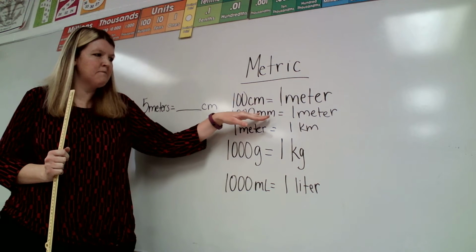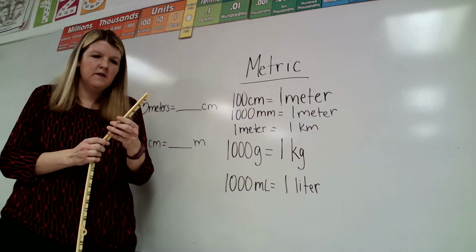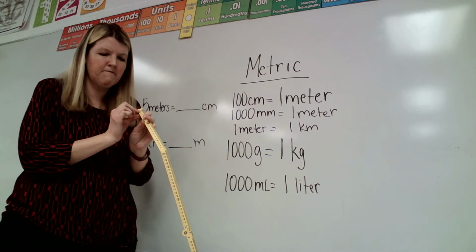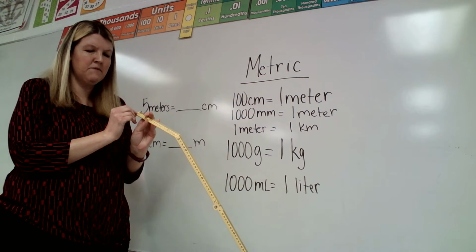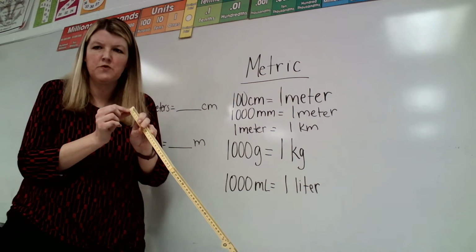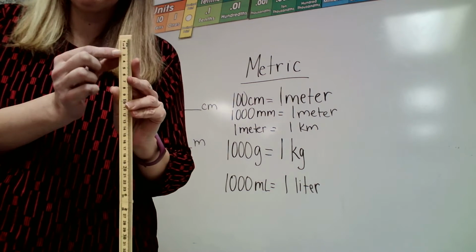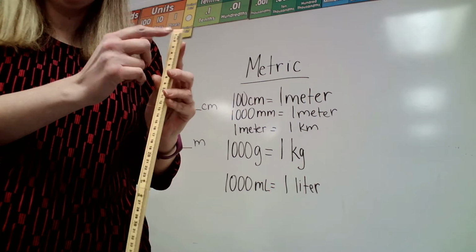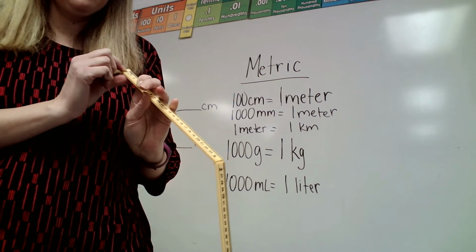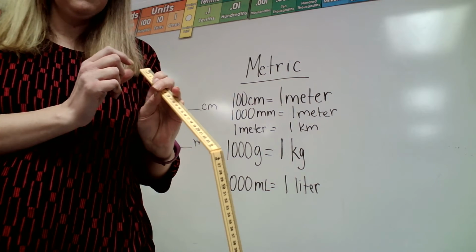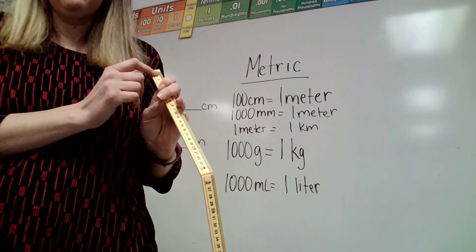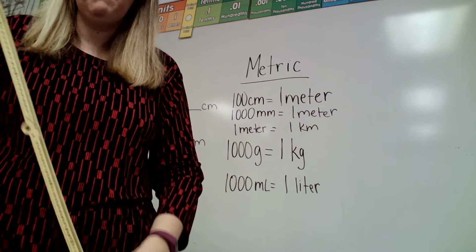It takes 1,000 millimeters to make a meter. So if I'm looking on here, I see centimeters are the bigger measurements. But then in between each centimeter, and I know you can't really see that, we've got millimeters. So it takes 10 millimeters to make a centimeter. So there's 10 little bitty millimeters in between each centimeter. So there's 1,000 millimeters on here.